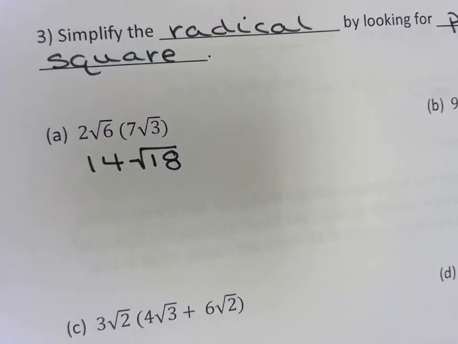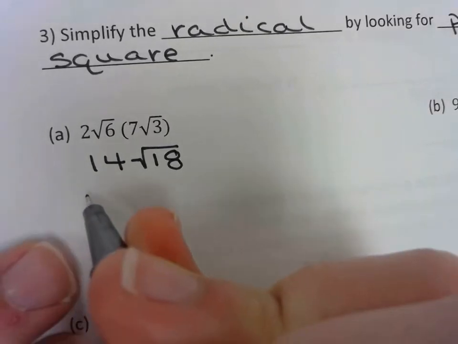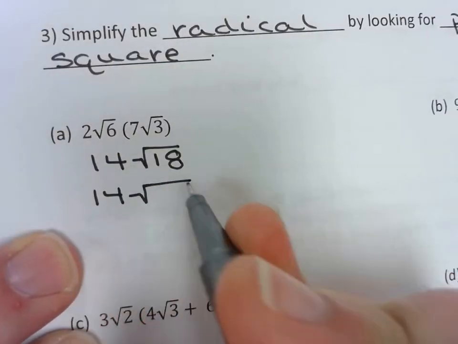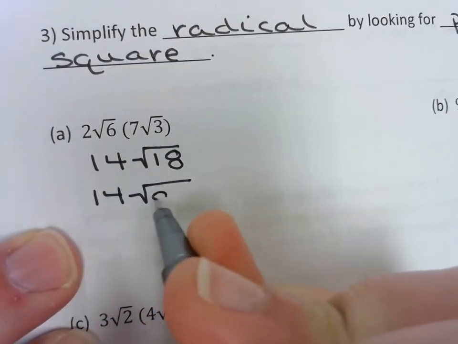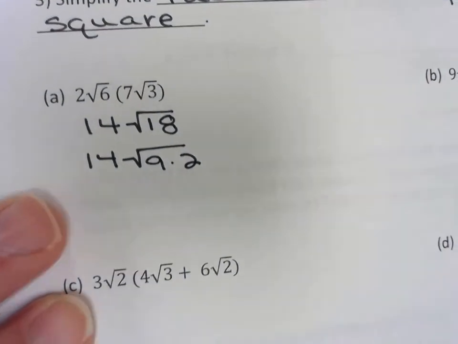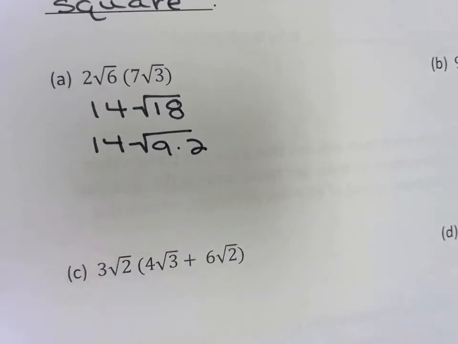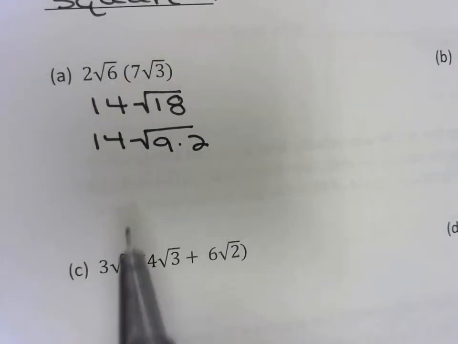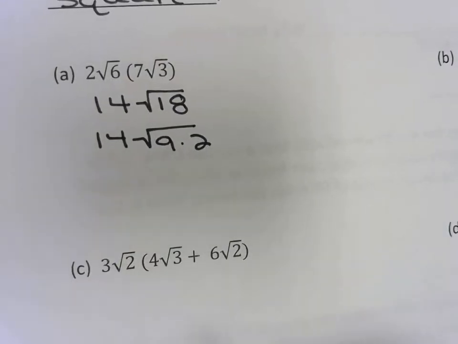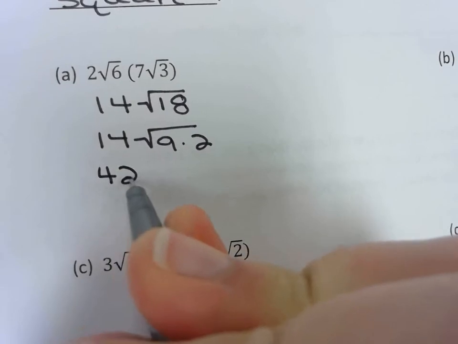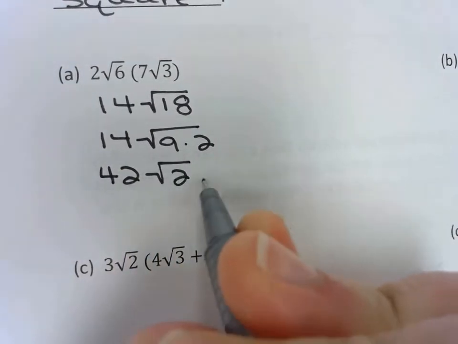So I multiplied the numbers on the outside. I multiplied the numbers on the inside. So now I need to simplify the square root by looking for perfect squares. What is the biggest perfect square that goes into 18? 9 times 2. The square root of 9 is 3, so if I bring a 3 out front, there's already a 14, so we're going to multiply the 14 by the 3. 14 times 3 is 42. So 42 square root of 2.